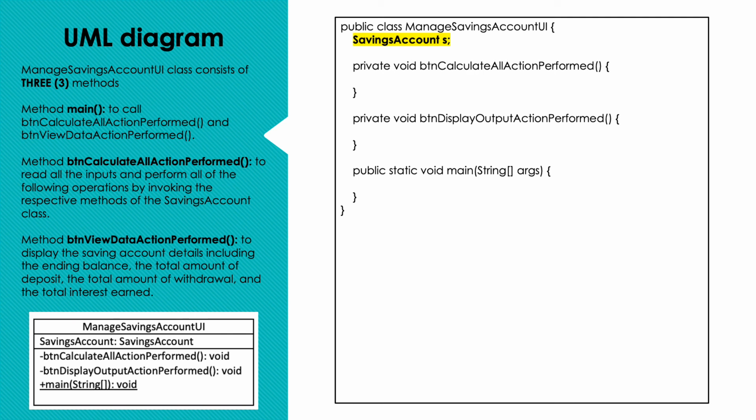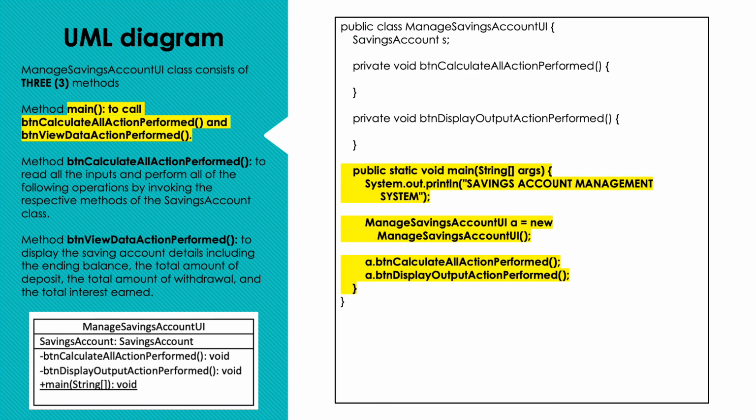So as I mentioned previously, you would have your SavingsAccount being defined. You don't have to create the object yet. Inside the main method, it says that it will call buttonCalculateAllActionPerformed and buttonViewDataActionPerformed. So I would write System.out.println("Savings Account Management System"), so that will be displayed, and then create an object of the class.